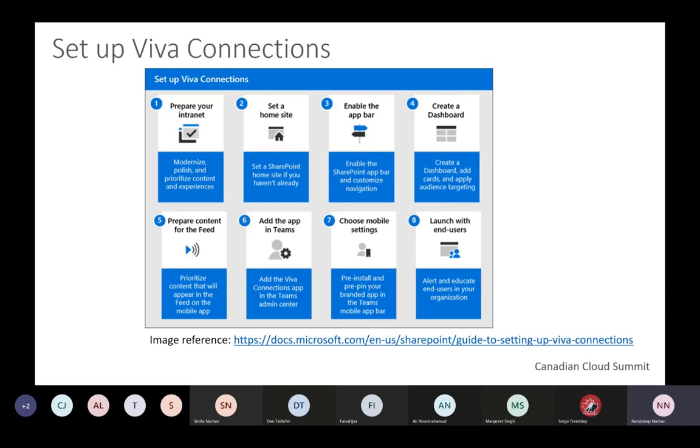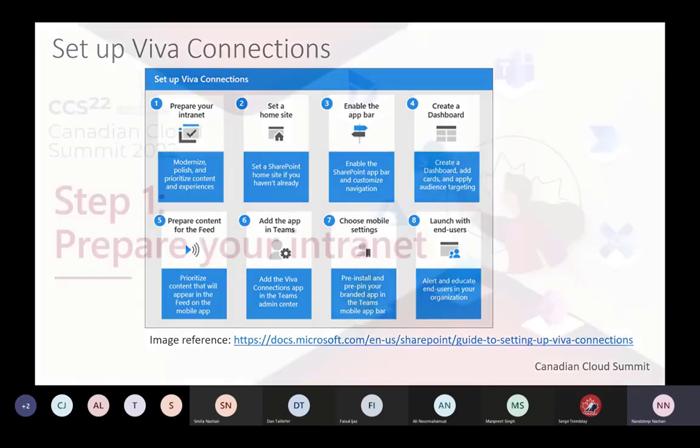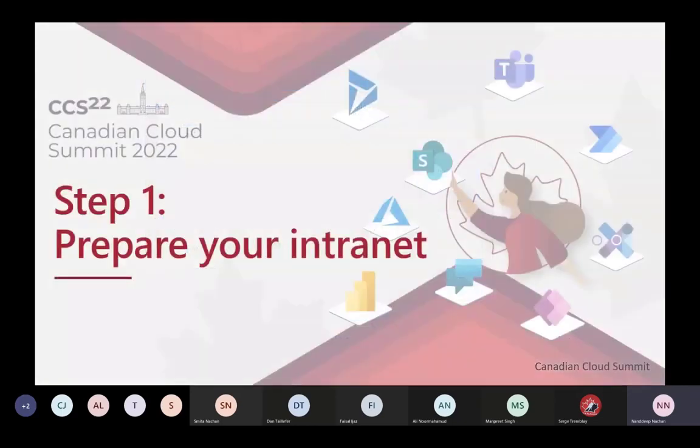And then it will come to the Teams part. So we just need to start by adding the apps in Microsoft Teams. Then we can define the experience for desktop as well as for our mobile users. And then lastly, we will let everyone know that we have Viva Connections and roll out Viva Connections to the entire business. So this is the 8-step process that we are going to follow to set up Viva Connections. All right, so let's get into the first step, which is preparing your intranet.